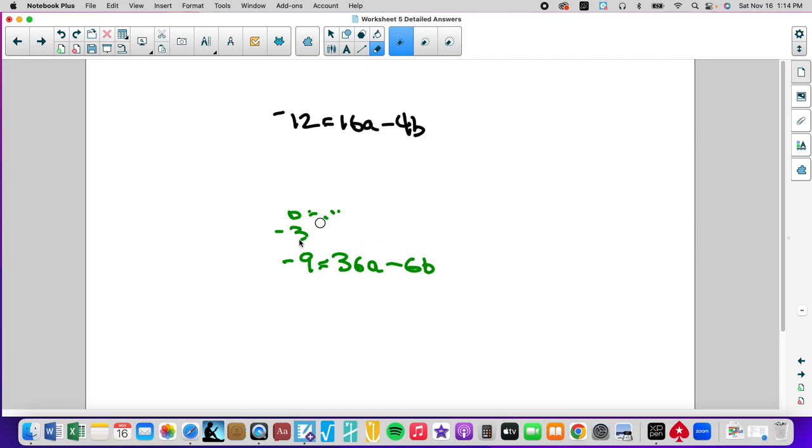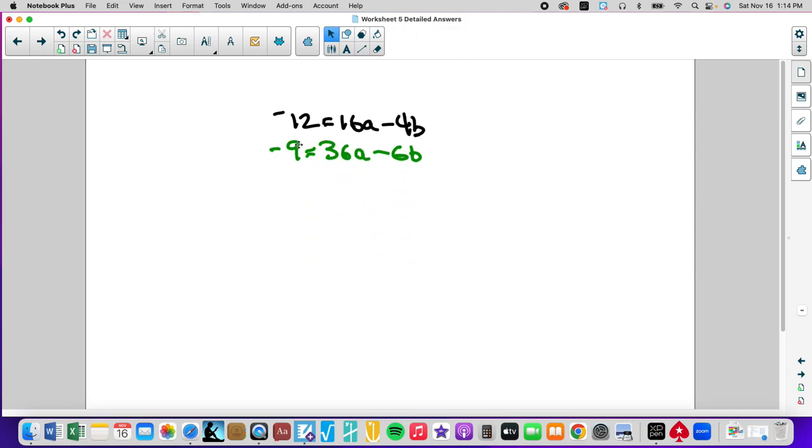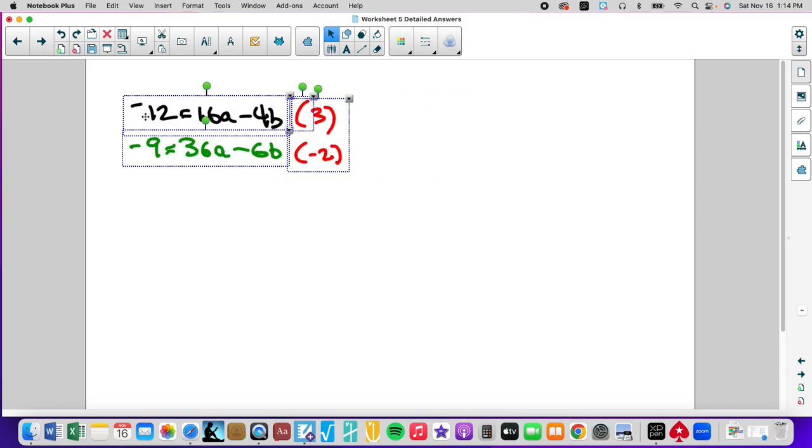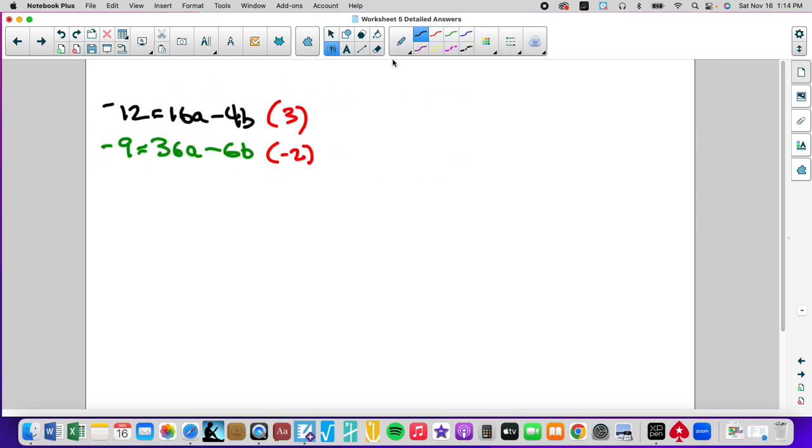Okay, we have our two equations. And now we're going to use systems to eliminate. So I want to cancel. Let's cancel the b's. So we will multiply this by 3 and this by -2. And we'll move these actually over. And that will create two new equations.